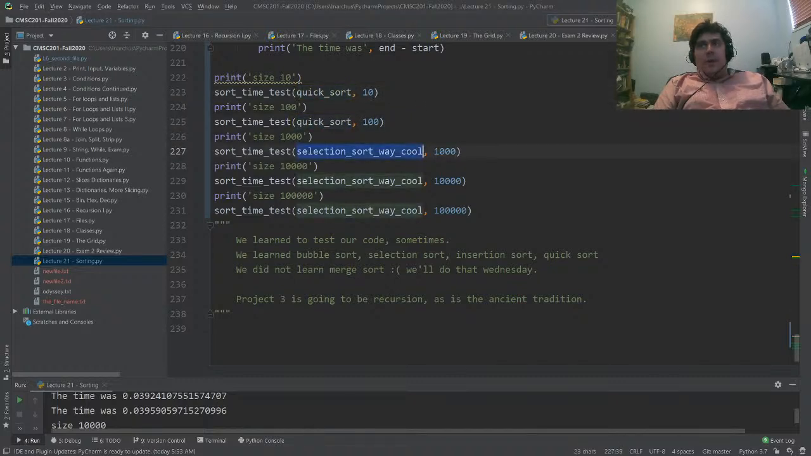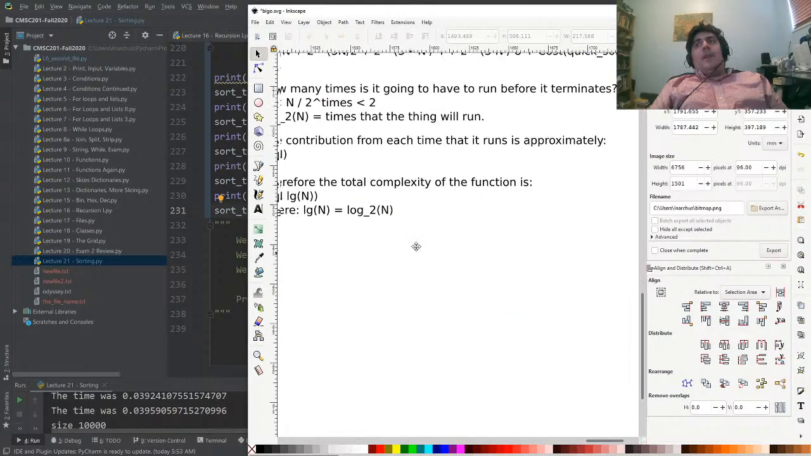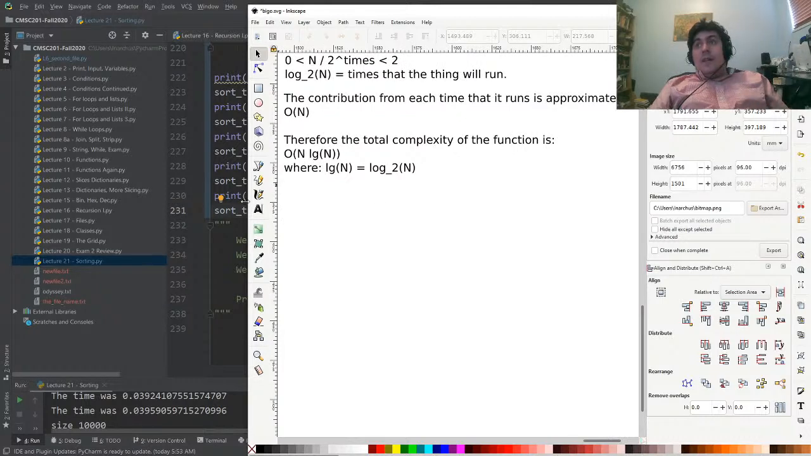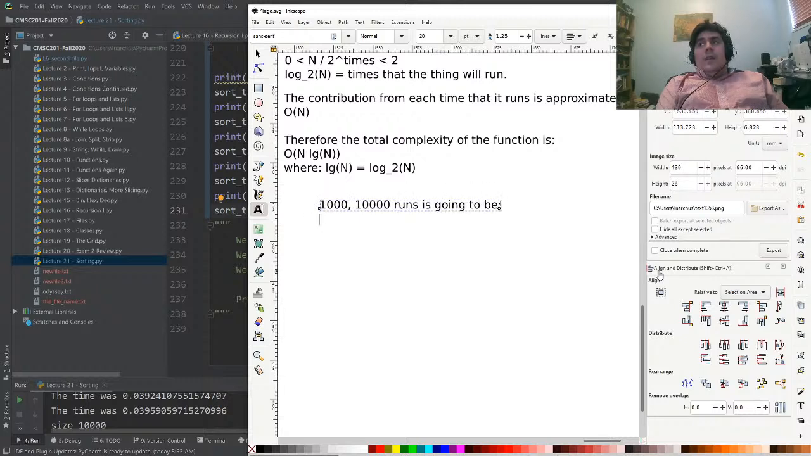So now let's put quicksort in the mix. Let's do some timing on quicksort. So let's do a little bit of estimation. Basically, let's estimate the ratio of time that it'll take between 1,000 and 10,000 runs. The difference is going to be basically 10,000 times the log of 10,000 divided by 1,000 times the log of 1,000. That's going to be the ratio.